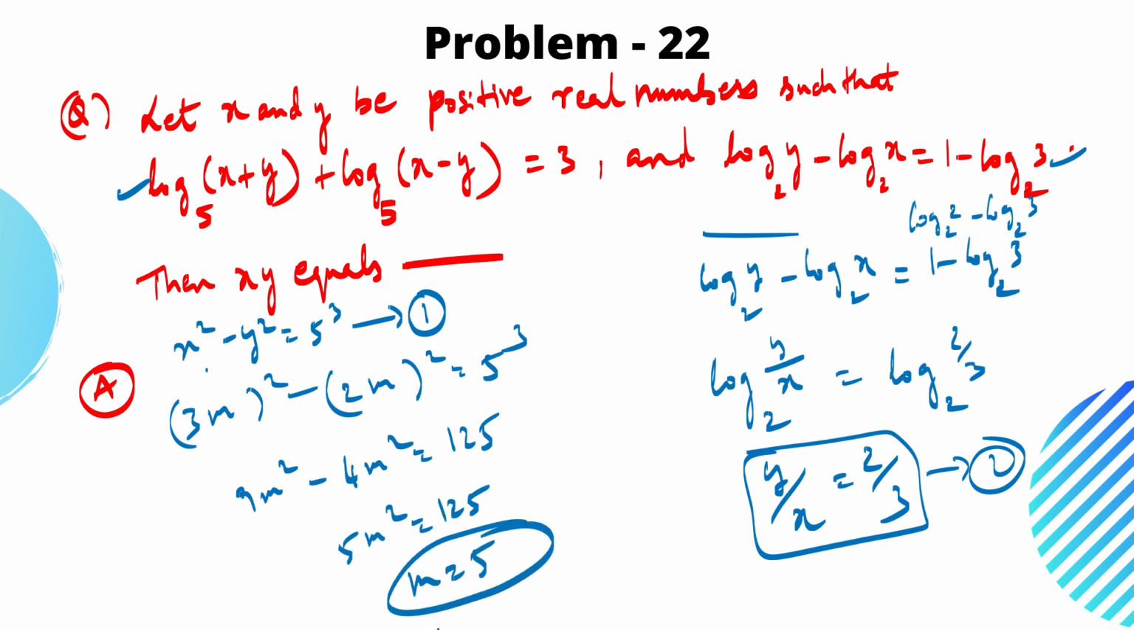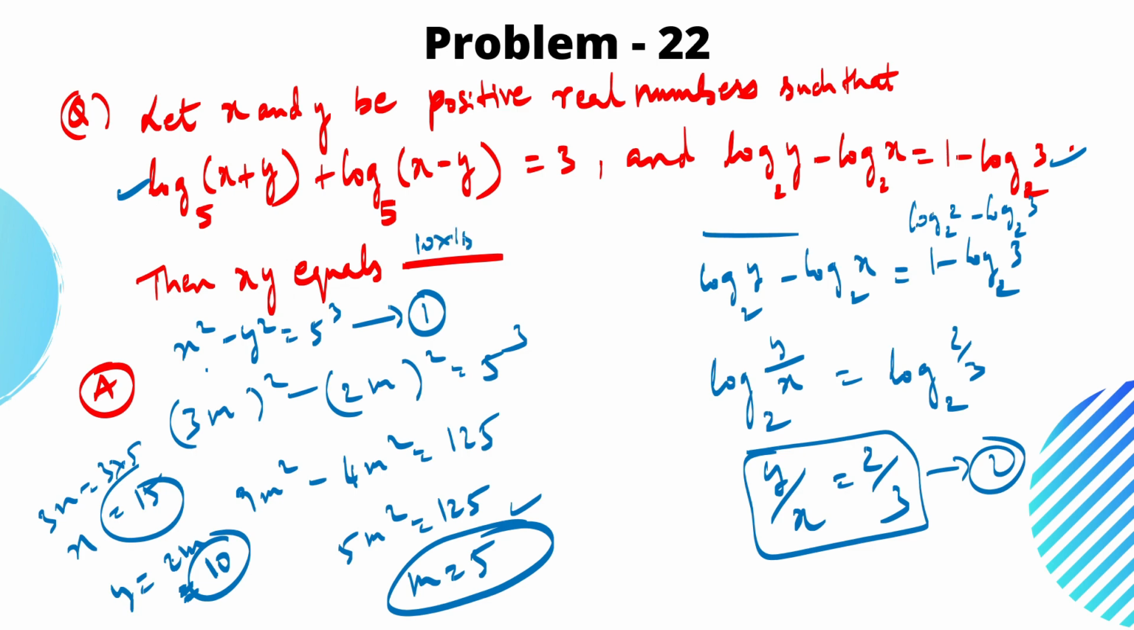As m is equal to 5, x is equal to 3m. This is equal to 3 into 5. This is 15. X is equal to 15 and y is equal to 2m. 2m is equal to 10. So x is equal to 15, y is equal to 10. We want x into y. So 10 into 15, this is equal to 150.